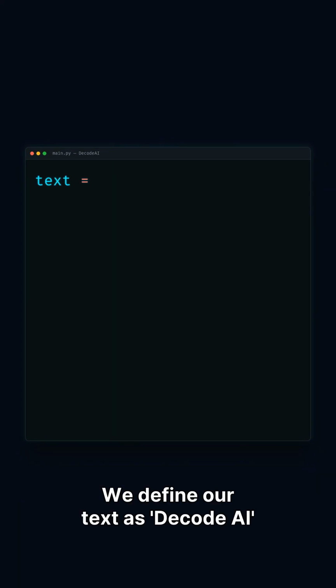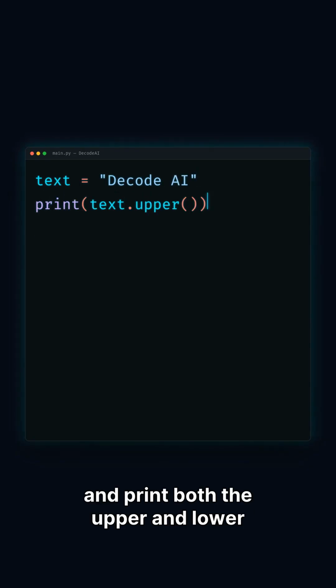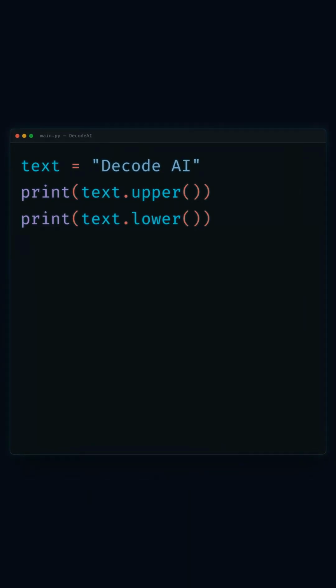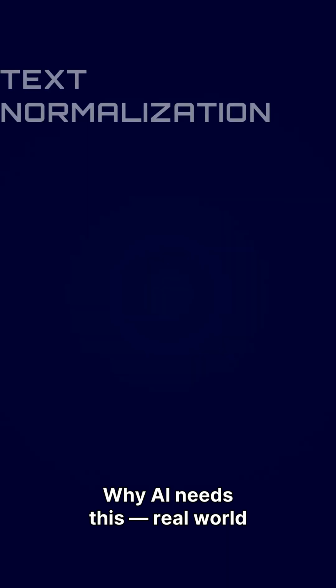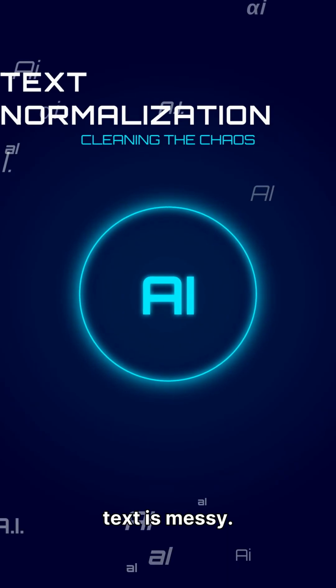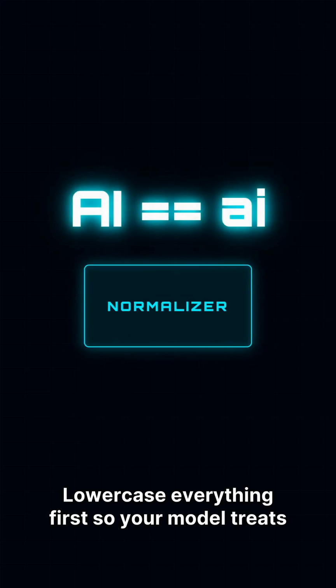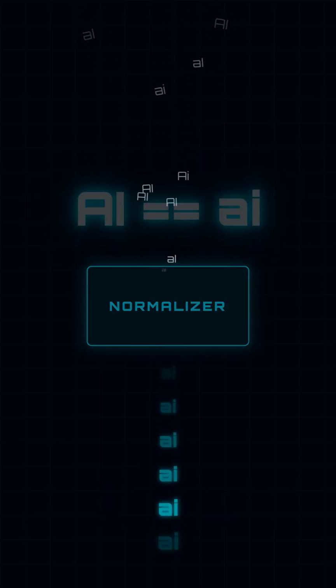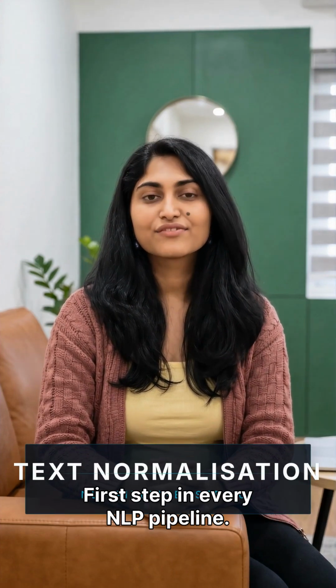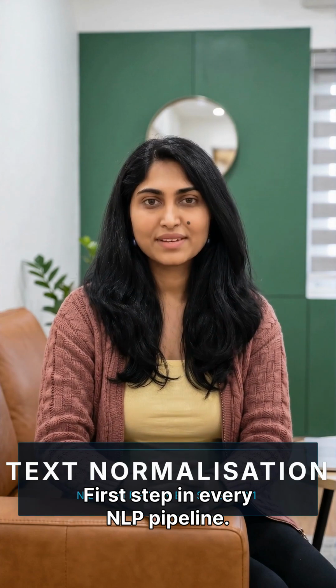Operation 2, case conversion. We define our text as "Decode AI" and print both the upper and lower case versions. Upper gives "DECODE AI", lower gives "decode ai". Why AI needs this? Real-world text is messy. Lowercase everything first, so your model treats "AI" and "ai" as the same word. This is text normalization, first step in every NLP pipeline.